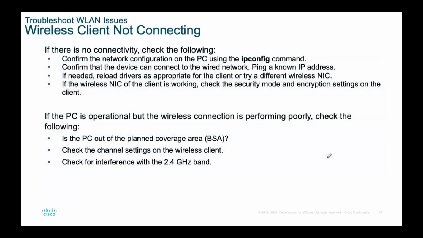Wireless client not connecting. If there is no connectivity, check the following. First, confirm the network configuration on the PC using the ipconfig command. Confirm that the device can connect to the wired network by pinging a known IP address. Next, if needed, reload the driver as appropriate for the client, or try a different wireless network interface card, or NIC. If the wireless NIC of the client is working, check the security mode and encryption settings on the client.